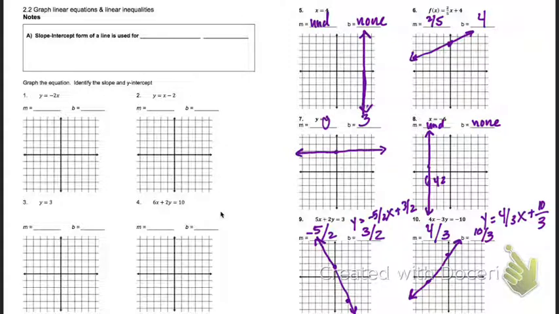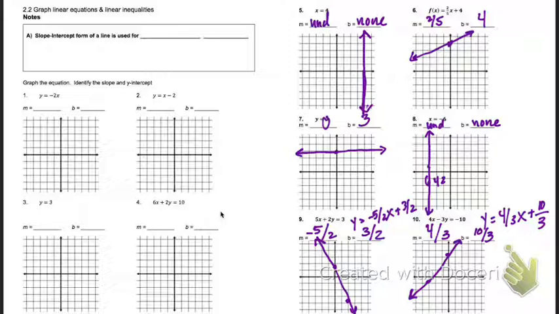Okay, so 1 is a vertical line. 2, 2/5 slope, y-intercept 4. 7 is a horizontal line. 8 is a vertical line. And I just counted by 2s because there wasn't room on the graph. But you could have just drawn all the way to 6 and made an extra line.